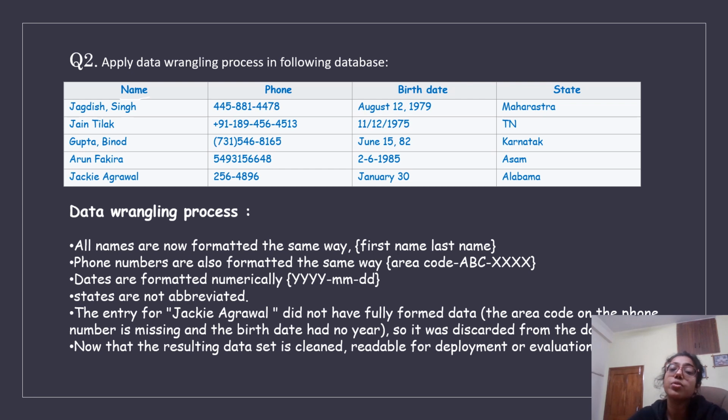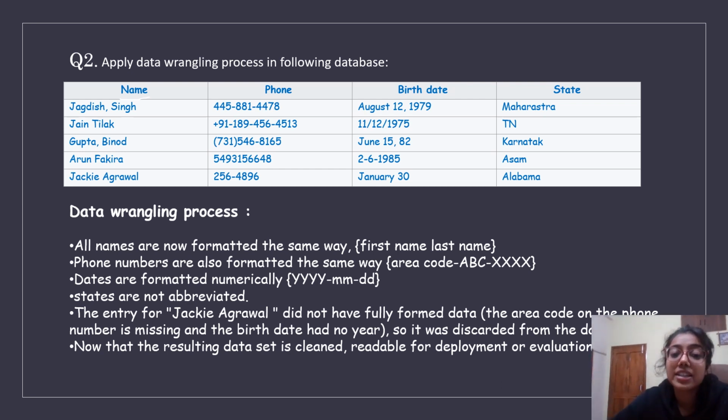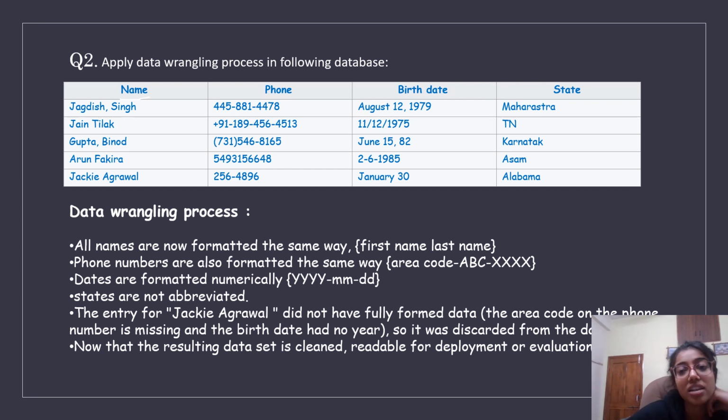Now phone numbers are also formatted the same way, area code ABC XXX. So we can see here, first is the area code and then the number. Dates are formatted numerically, that is year first, then month, then day. So we can write it as 1979. Month would be January, February, March, April, May, June, July, August. Month is 8. So we can write it as 1979 08 12. And we can write all of these like that.